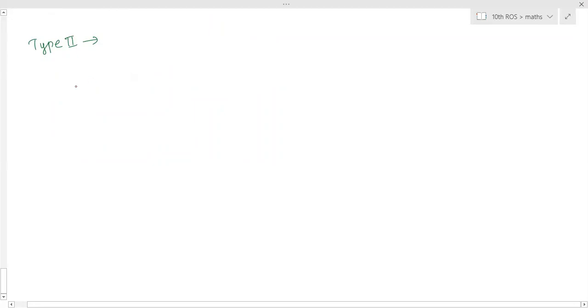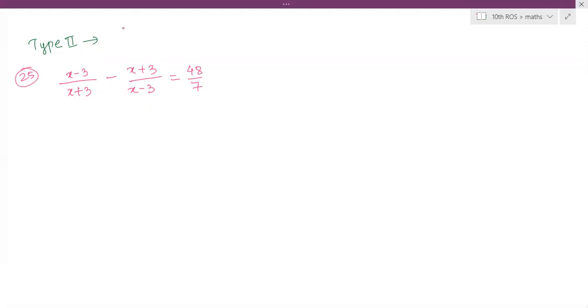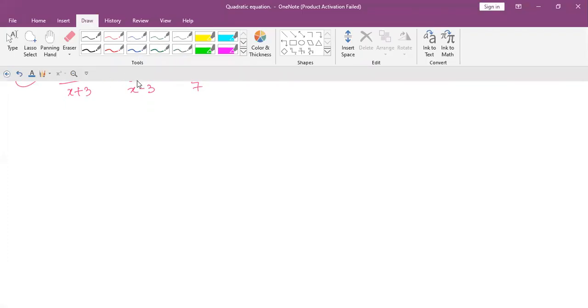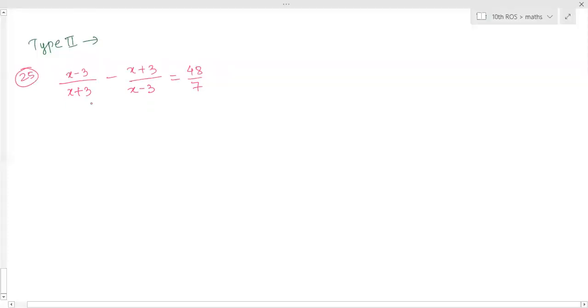Now type 2 questions. x minus 3 by x plus 3 minus x plus 3 by x minus 3 is equal to 48 by 7. This is the 25th question in the exercise. Are you able to see that properly? Yes, ma'am.